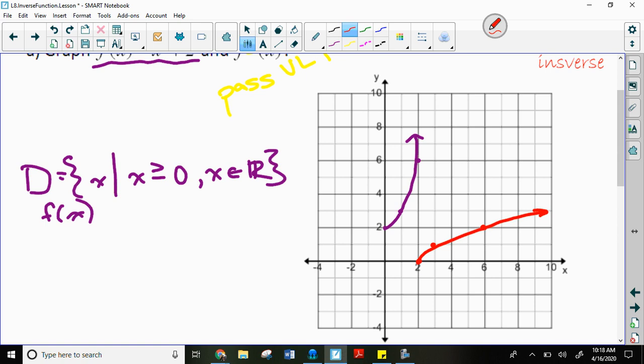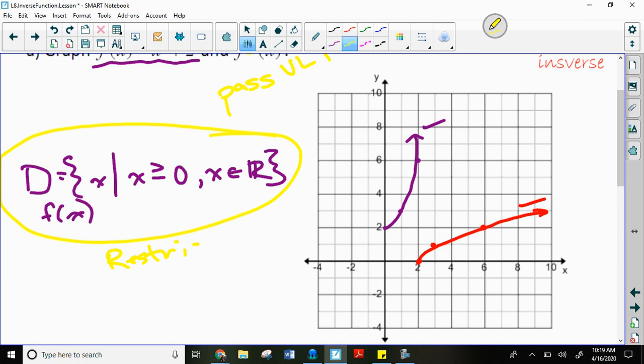And they're both functions. So this is a function. Yep. Oopsies. Let's make it purple. This is a function, and red is a function. So we have restricted the domain right here. Restricted domain. And we did that right here. That's our restriction that we put in. And it created an inverse that was a function, passes the vertical line test.